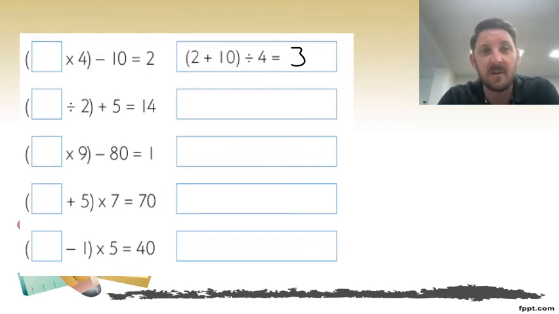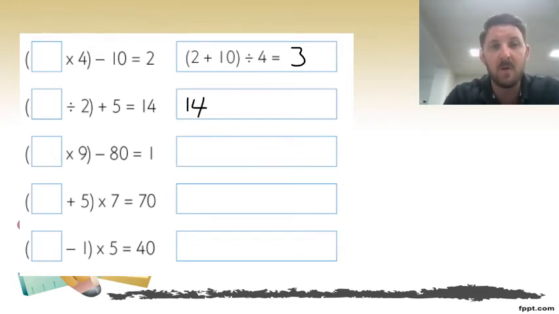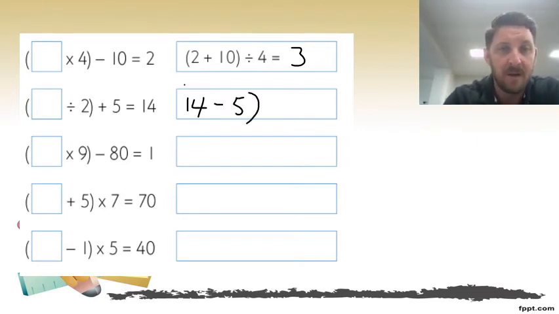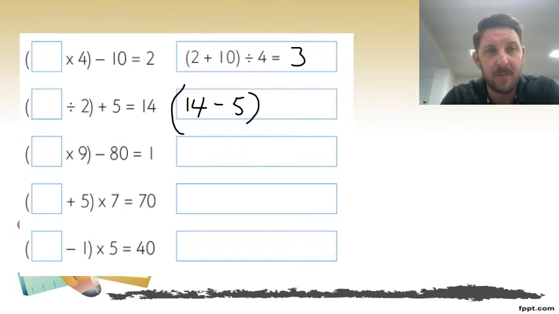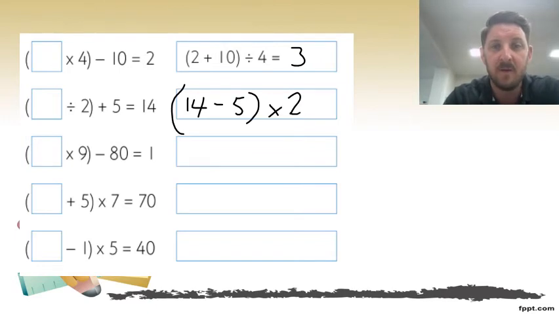Now that you've had a go, let's go through the answers. We start off with our answer, which is 14. We look at what's outside the brackets, add 5, so we go take away 5. We need to do it first, so we put brackets around it. Inside the brackets we have divided by 2, so the inverse is times 2, and that should give us our answer. So 14 take 5 is 9, times 2 is 18.